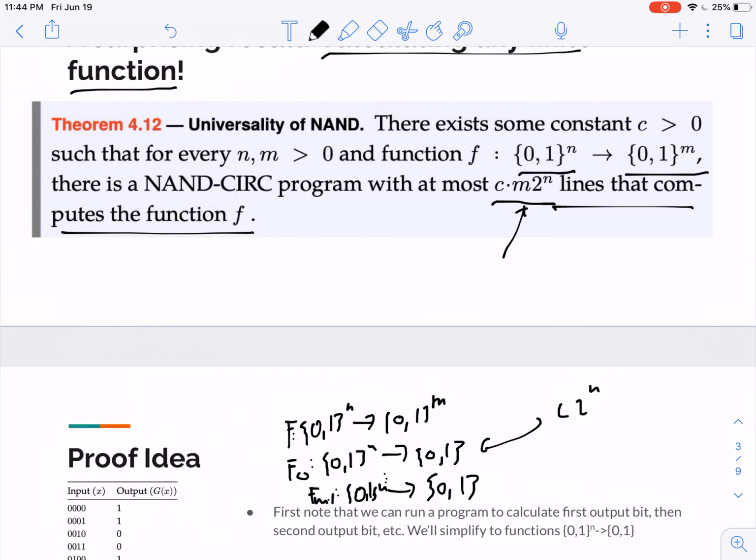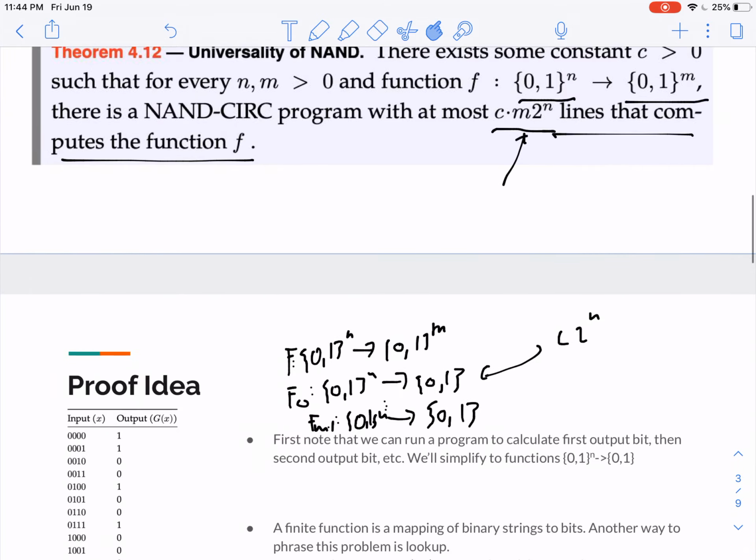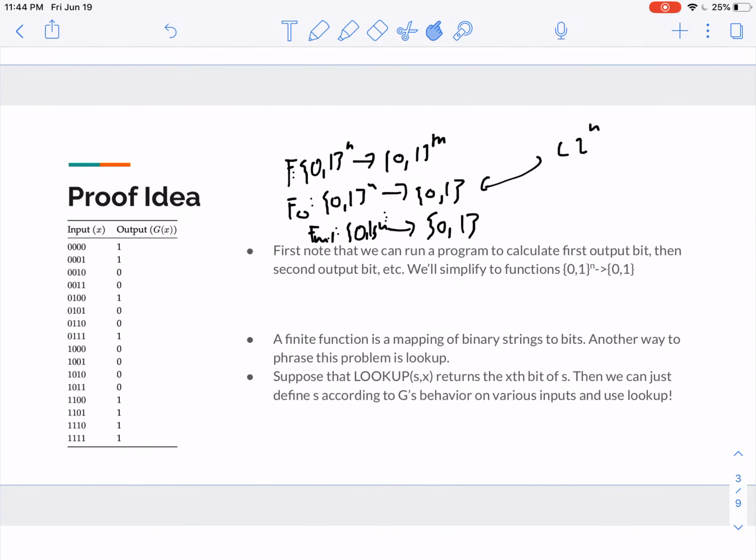And overall, it'll take c times m times 2 to the n lines. So we're going to simplify the problem down to doing that. And then the second part of the proof idea is, let's think about what a finite function is. And let's take this example on the side here.